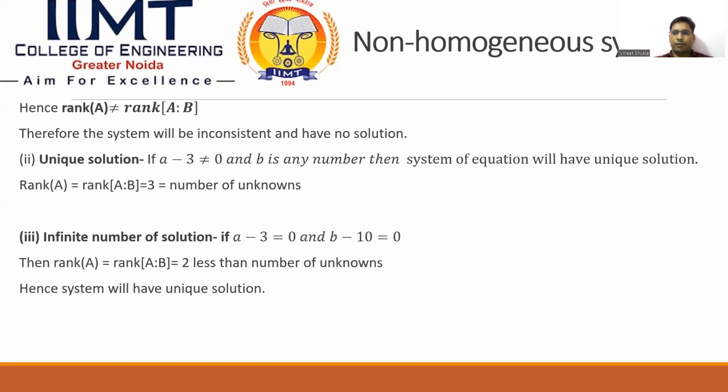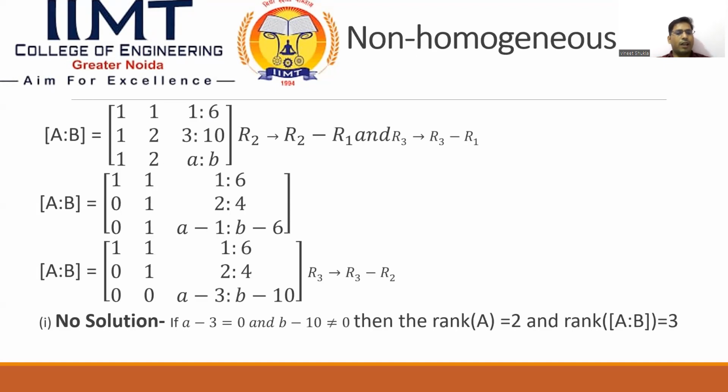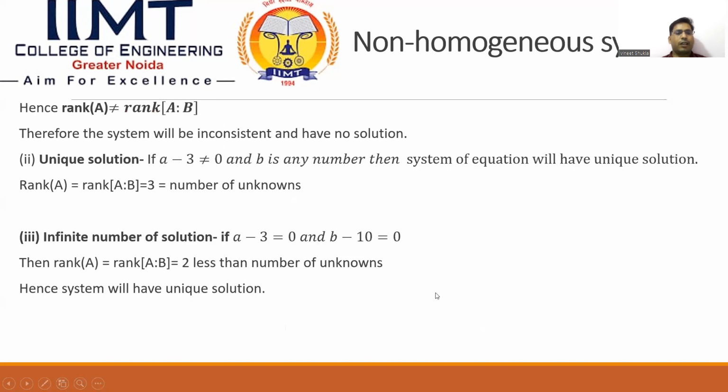Infinite number of solutions. For an infinite number of solutions, we can observe that if A minus 3 equals 0 and B minus 10 equals 0, the rank of the augmented matrix is 2 and the rank of the coefficient matrix is also 2. Hence, the rank of A equals the rank of the augmented matrix, which equals 2, and is less than the number of unknowns. In this case, the system will have an infinite number of solutions.